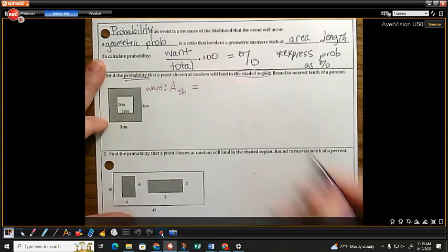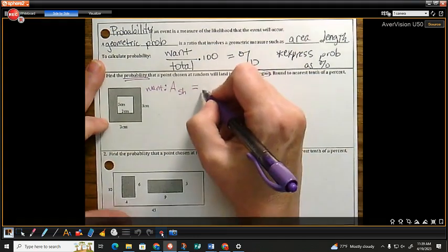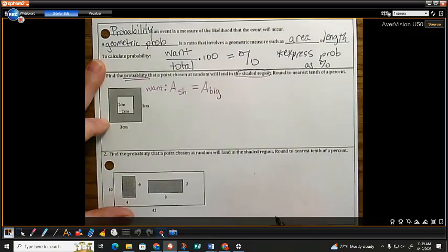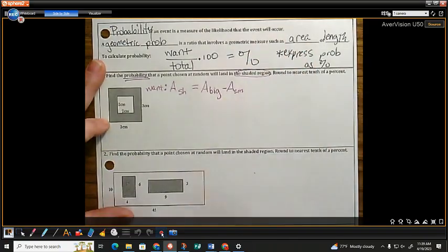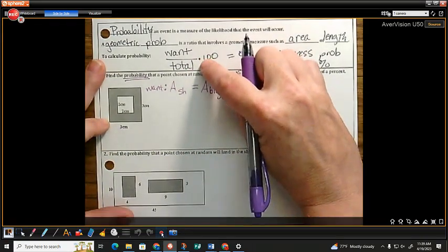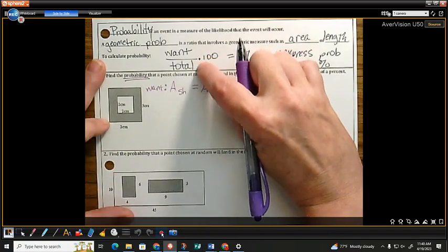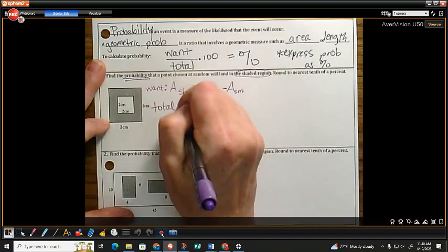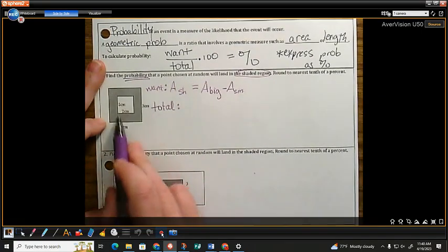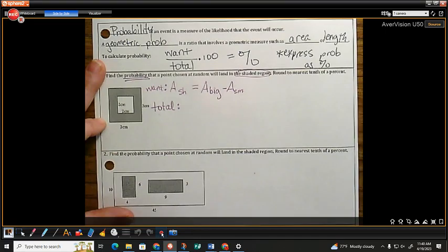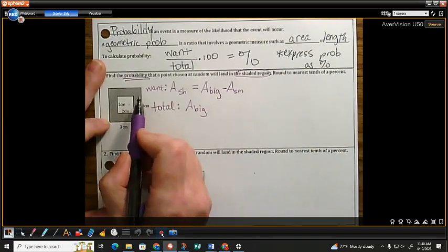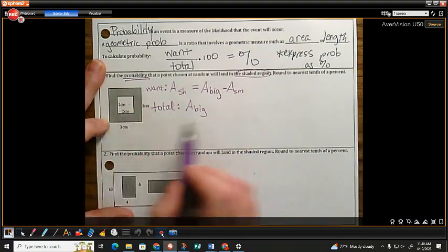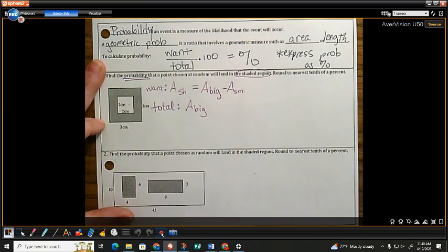Well, how do I find the area of the shaded stuff? I've got to find the area of the big guy minus the area of the small guy. Okay? So that's one set of things to do. What else do I need to do probability? The total. Well, what's the total amount I can possibly land on here? It's just the whole big thing, isn't it? I might land on the unshaded part, I might land on the shaded part, but it's all part of that big square. So this is your battle plan.